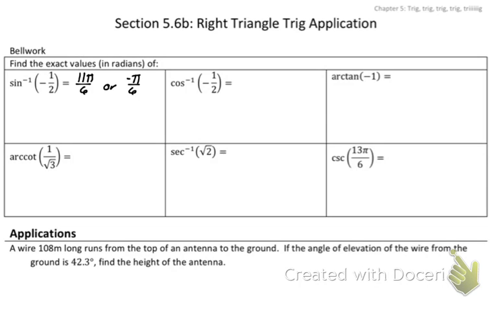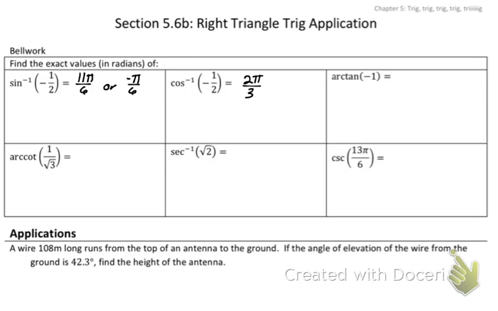All right, cosine inverse of negative 1/2. Who wants to give me that? Jack. 2 pi over 3. Do we agree with that? I agree. No, you got it right.